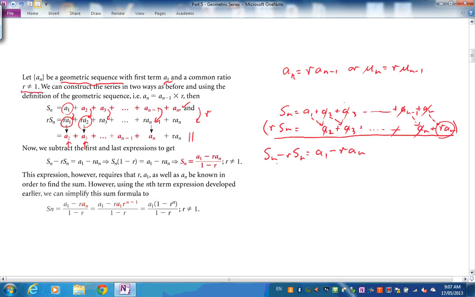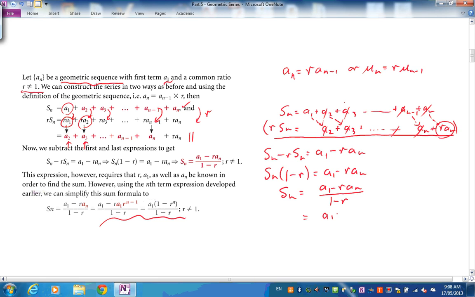So let's do some factorising. Let's take Sn out, 1 take r, and then here a1 take ran. Okay, so we have got a formula here. Sn is a1 take r times the nth term divided by 1 take r. That's a little bit messy. So could we actually do something with that? I think Pearson's are doing it down here. I'll keep going with mine over here.